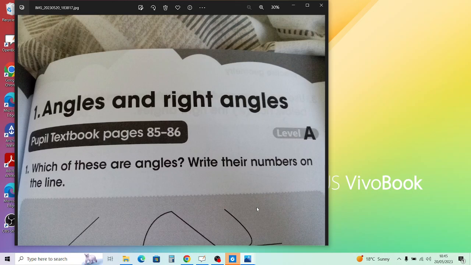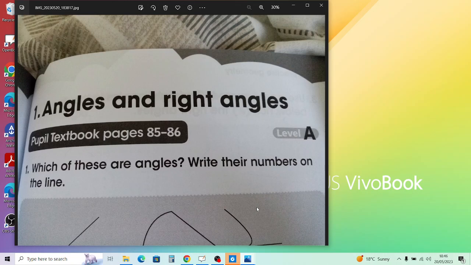Which of these are angles? Write their numbers on the line. Oh, okay, so you write the numbers for that one. Complete this, add the labels. Again, I'm not sure what labels they're referring to. But those are 2 straight lines, and in between is the angle, if that's what they're referring to. Angles have vertices and straight sides. So they have 2 straight sides, and vertices is probably the pointed edge. So they have 1 vertex and 2 straight sides.